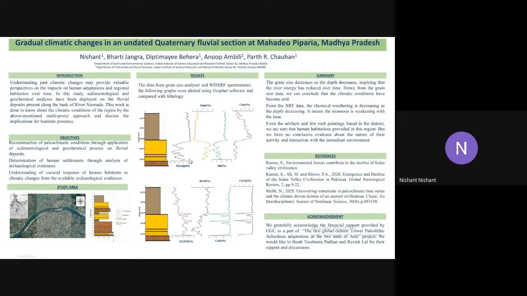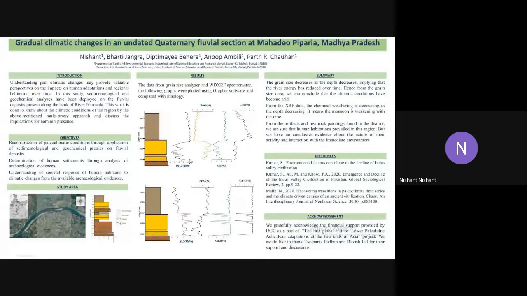The next figure is data plotted from geochemical analysis using XRF. We have plotted the percentages of mobile and immobile elements. For an immobile element like aluminium, there is an increase in percentage, and for a mobile element like calcium oxide, the percentage is showing a decreasing trend. We have also plotted silicon-aluminium and calcium-aluminium percentages.